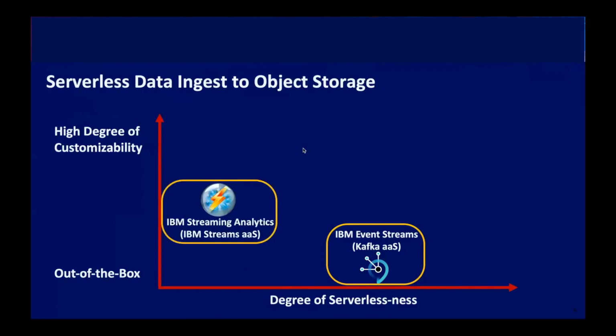A slightly more sophisticated way to process message data before you're writing it to Cloud Object Storage is IBM Streaming Analytics. It's IBM Streams as a service. That's something which is not really serverless at this point. It's basically a dedicated instance that you have to provision and pay for, I think by the hour or by the month, in order to process message data, but it gives you much more sophistication in terms of pre-processing and, for instance, batching up of messages before you're writing them out as a block to Cloud Object Storage.